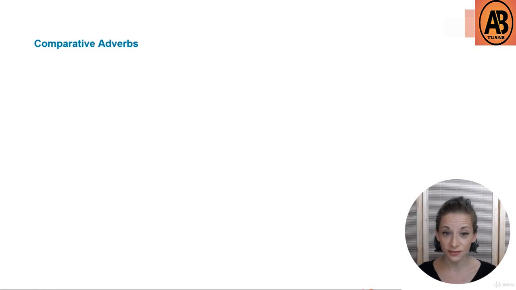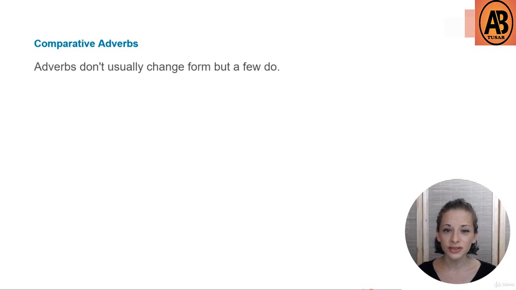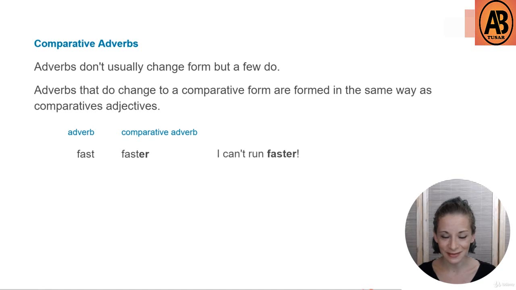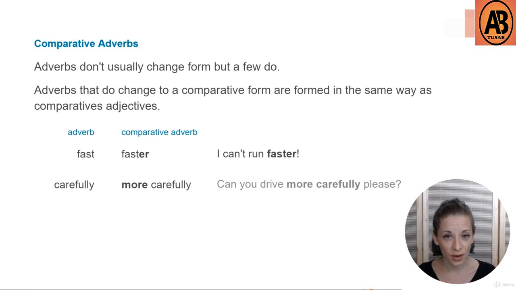Let's have a look at comparative adverbs. Adverbs don't usually change form, but a few do. Adverbs that do change to a comparative form are formed in the same way as comparative adjectives. For example, the adverb fast. This becomes faster. It's a one-syllable adverb, so we simply add er. I can't run faster. Carefully has 3 syllables, so we use more before the adverb. Can you drive more carefully, please?